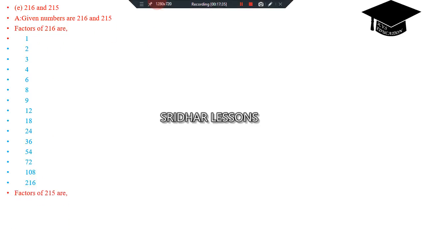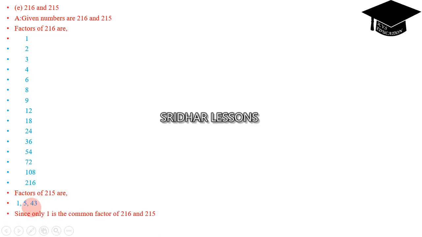Now we will see the factors of 215. They are 1, 5, 43. So if you can observe, there is only one common factor, 1, for 216 and 215. So they are coprime. They are coprime. See carefully.